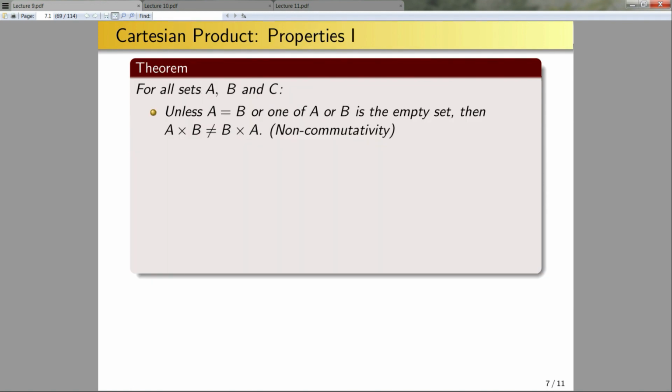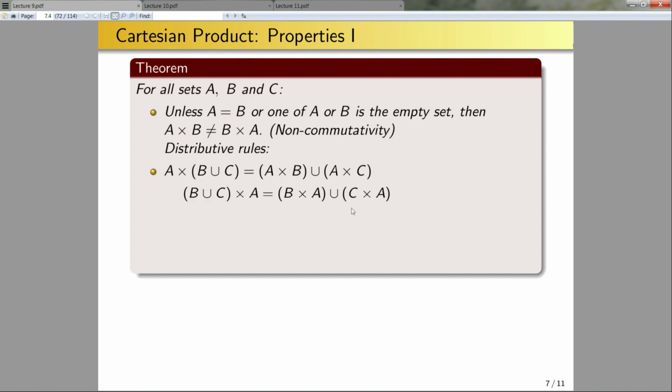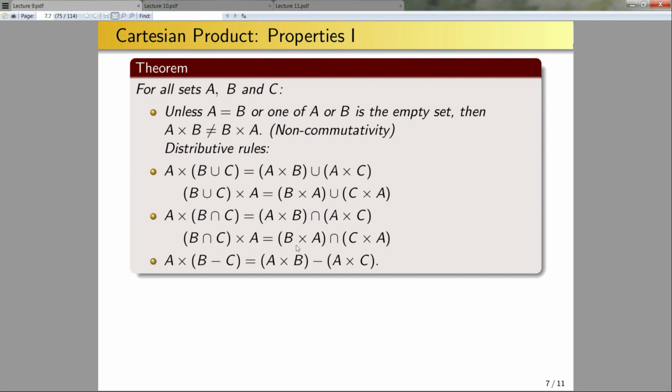Okay, next we have some distributive rules. A cross the union of B and C is the same thing as A cross B, union A cross C. This rule also holds if I put A on the other side: B union C, cross A, is the same thing as B cross A union C cross A. A similar rule holds for the intersection. A cross B intersect C is simply A cross B intersect A cross C. And again, this rule still holds if I have cross A on the right-hand side. And finally, for set differences, A cross B minus C is the same thing as A cross B minus A cross C.